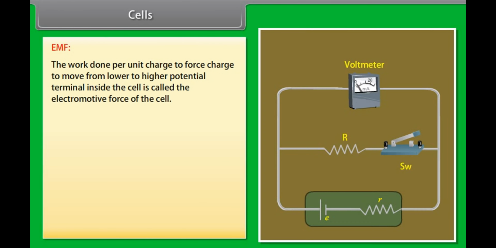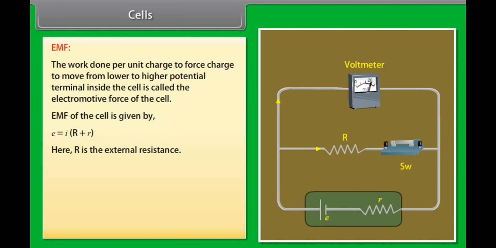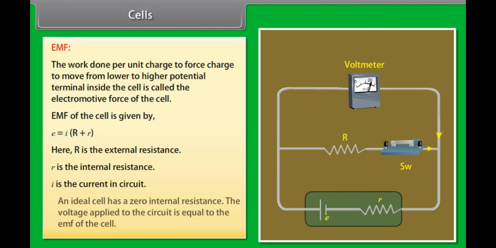EMF. The work done per unit charge to force charge to move from the lower to higher potential terminal inside the cell is called the electromotive force of the cell. EMF of the cell is given by E = I(R + r). Here capital R is the external resistance, small r is the internal resistance, and I is the current in the circuit. An ideal cell has zero internal resistance. The voltage applied to the circuit is equal to the EMF of the cell.